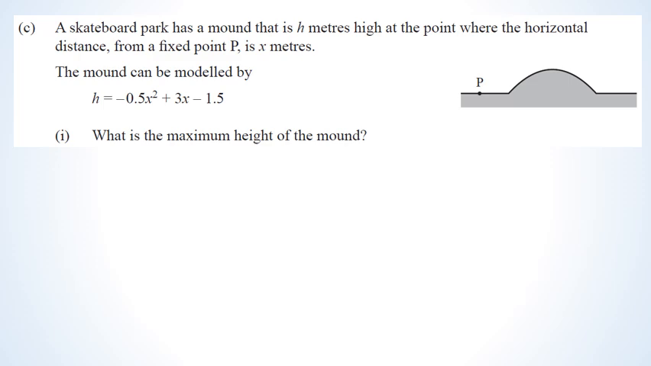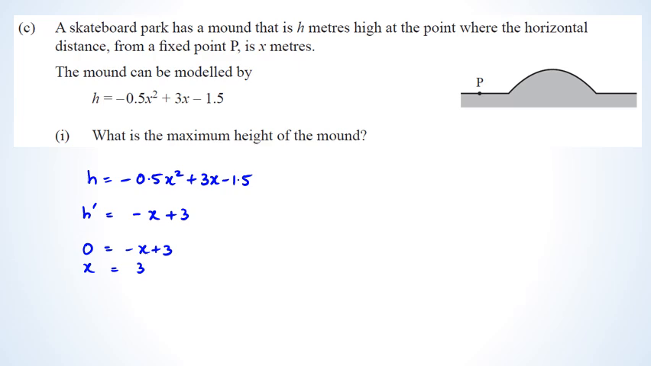So if h is equal to this particular equation here, the first step I need to do is differentiate it. So h dash is equal to negative 1 times negative x, so it's going to be negative x plus 3. Put h dash equal to 0, so 0 equals negative x plus 3. Rearranging, I get x is equal to 3. So all I know is that when x equals 3, that's when the maximum happens.